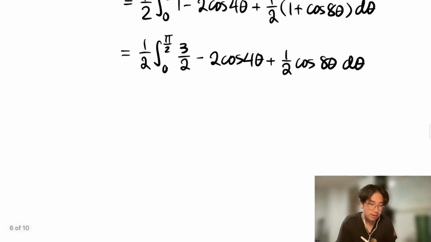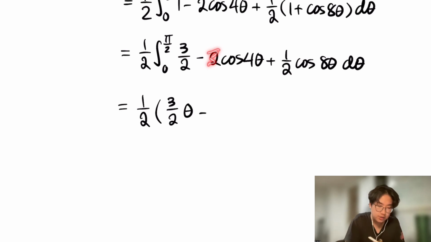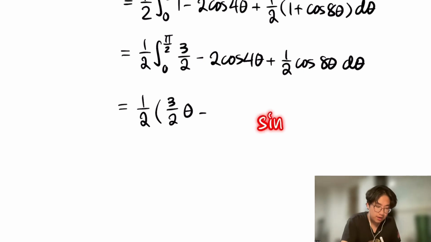So now we can just integrate. We have 1/2 times the integral of a constant. You just slap the variable in front. So you have 3 over 2 theta minus 2 cos. In this case, you can ignore the 2 for now. Ask yourself, the derivative of what is equal to cos of 4 theta? So obviously it's sine of 4 theta.